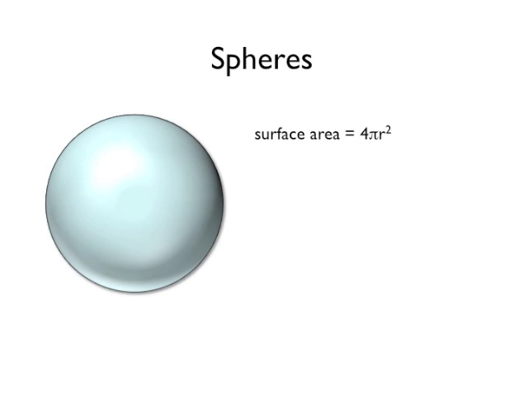sphere. The surface area of a sphere is given by 4 pi r squared. The r is the radius of the sphere. It is an interesting fact of geometry that the area of a sphere is exactly 4 times the area of a circle of the same radius.